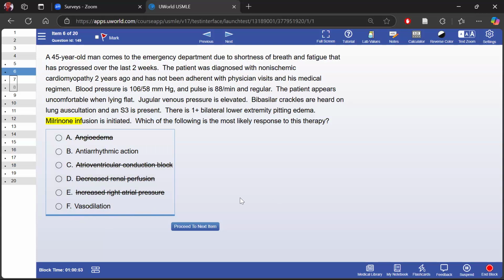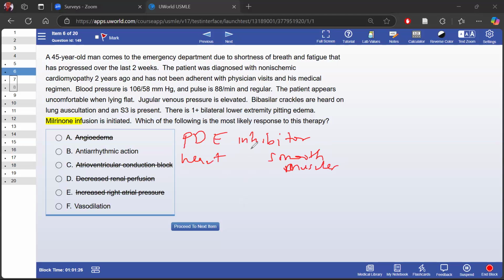Excellent. So I still need to know what the drug does, right? I'm narrowing down to two things, but I still need to know what the drug does, okay, to figure it out. So milrinone is a phosphodiesterase, PDE inhibitor. If it inhibits, it can work on two locations. It can work on the heart, and it can work on the smooth muscles of the blood vessels, right?